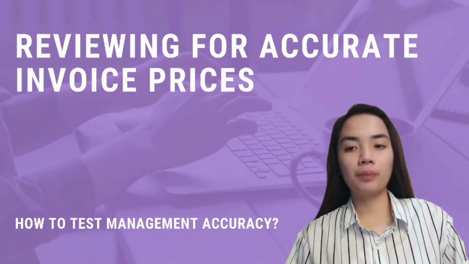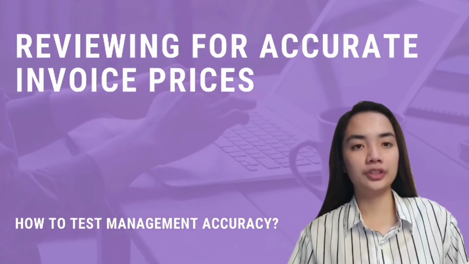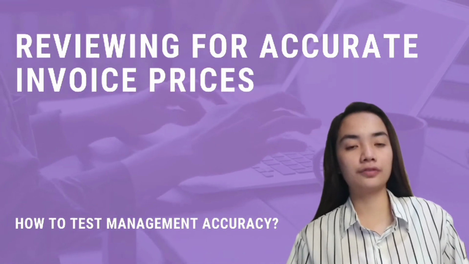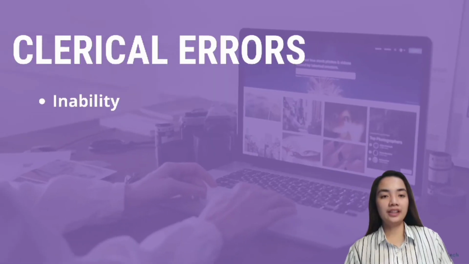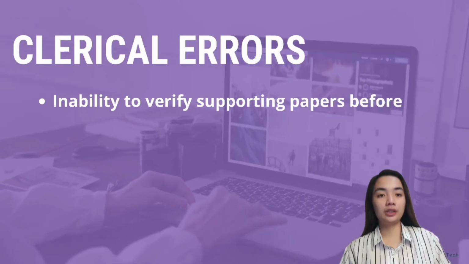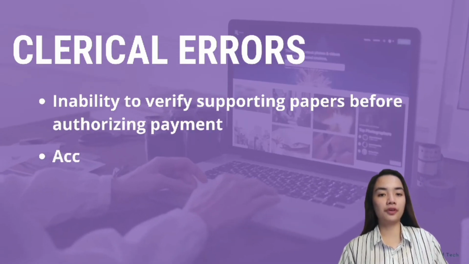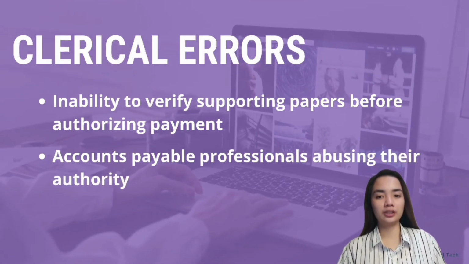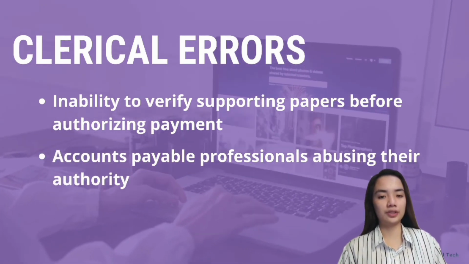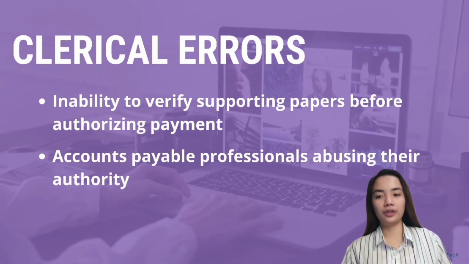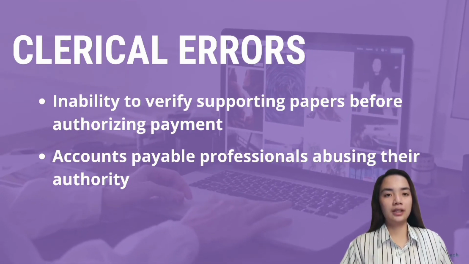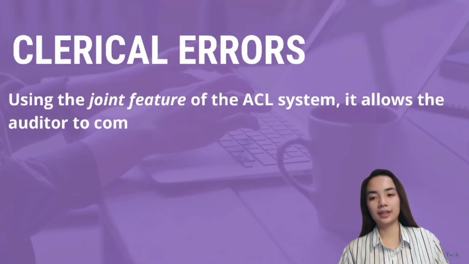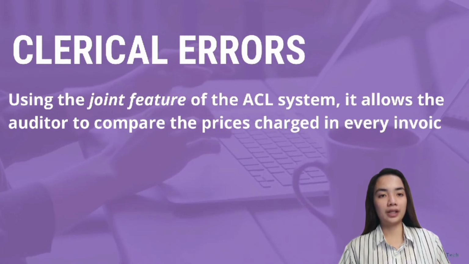Here, we will compare the prices written in supplier invoices to original purchase order prices to test the accuracy of the management assertion. Any clerical errors due to inability to verify supporting papers before authorizing payment, or accounts payable professionals abusing their authority in dealing with pricing differences, could all contribute to significant price discrepancies. Traditionally, auditors use a sample basis to compare invoice prices and purchase orders to verify accuracy.